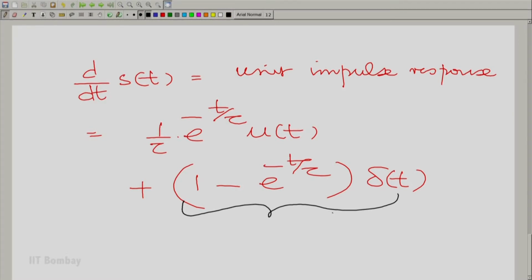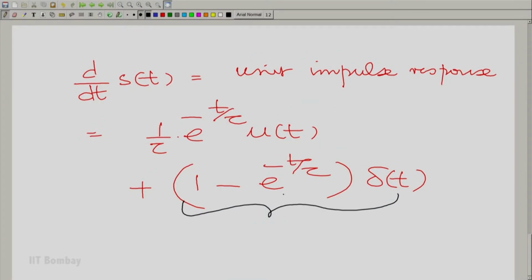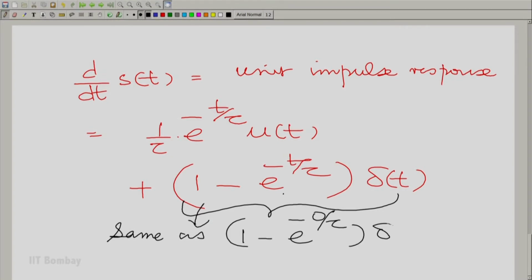This expression essentially puts an impulse multiplied by an expression. Now, when you multiply a continuous expression by an impulse, you need only see what value that expression assumes at the point where the impulse lies. Everything else about that expression is irrelevant. So, going back to this expression here, this is the same thing as (1 minus e raised to the power minus 0 by tau) delta(t), and this is essentially 0. That is because this is 0. So, 0 times delta(t) is essentially 0.